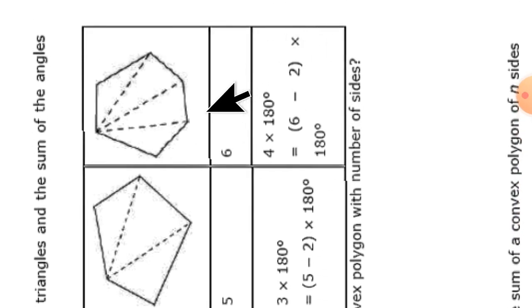Next is the hexagon. Sides are 6: 1, 2, 3, 4, 5 and 6. It is divided into 4 triangles, 1, 2, 3, 4. So, what we can say? In each triangle, the sum of the measures of the angles is 180. So, 4 into 180, that is 6 minus 2 into 180. Means, the number of sides is 6. So, 6 minus 2 into 180 degrees.